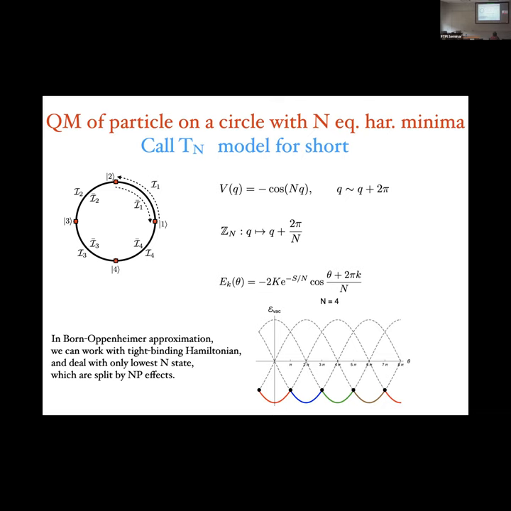Q is the position. Q takes n discrete values here in the low energy. K is, in some sense, a quasi-momentum label. It is the discrete Fourier transform of Q. And this is the standard dispersion relation that we get from this system.